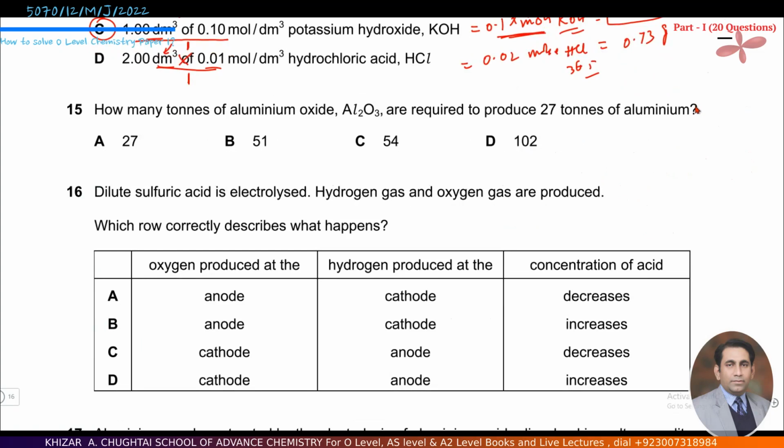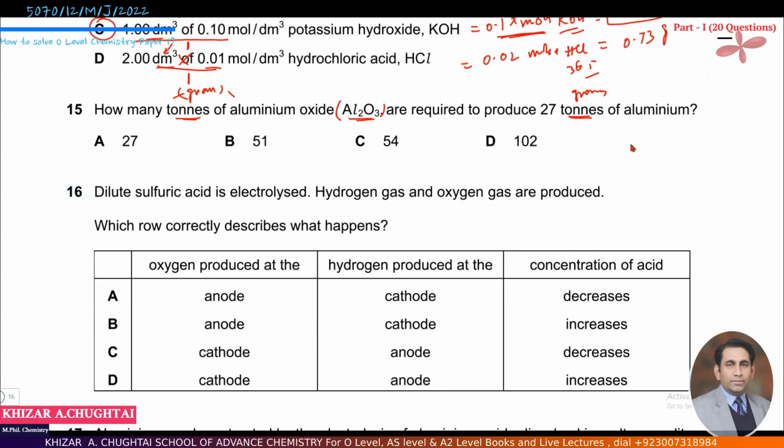Question number 15. How many tons of aluminium oxide Al2O3 are required to produce 27 tons of aluminium? There is no need to convert your mass into tons. Let me suppose the mass is in grams: how many grams of aluminium oxide are required to produce 27 grams of aluminium. Once again, the formula is given, and we are supposed to take information from this formula. So I'm going to apply the unitary method.